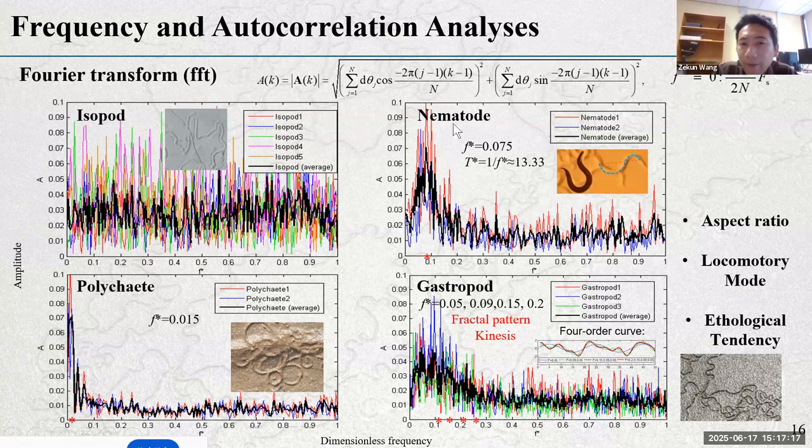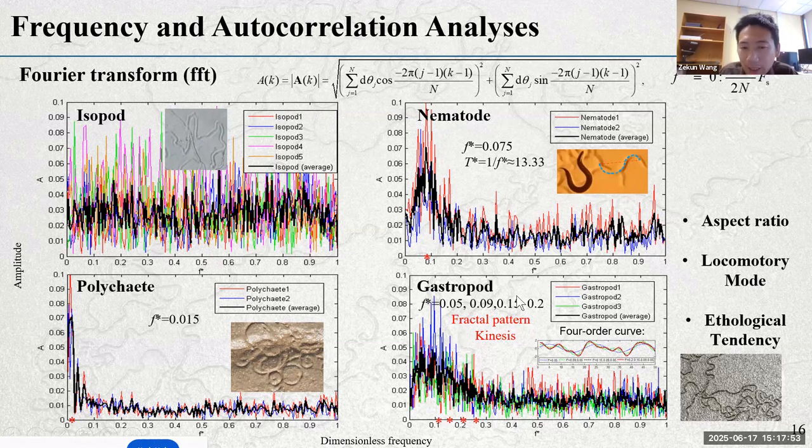But if it is a trace left by a nematode using undulation to move, then you can see there is only one major peak in its frequency spectrum, and the major frequency is around 0.075. Then we can calculate the period, which is the inverse of frequency, which is around 13. This means the length of a full undulation of the nematode is around 13 times the body width, which is actually around the body length of the nematode. For polychaete, this major frequency is much smaller because it makes large loops.